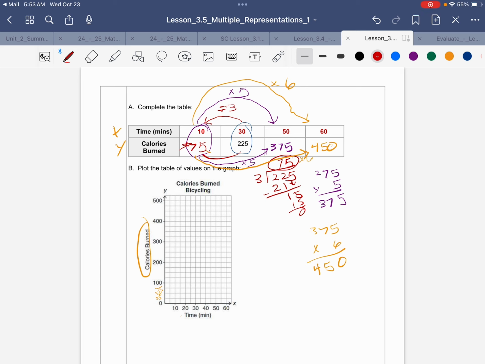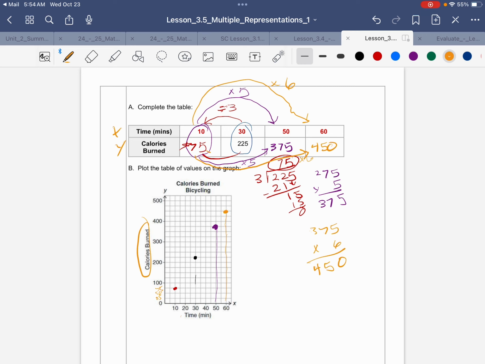30 and 225. So my 30 goes up to this. Here's my 225. 50 and 375. So sometimes you have to maybe draw a little line up so you don't get lost in these little lines. There's my 375. And my 60. I'm going to draw a little line up because we're trying to go all the way to 450. There you go, 450. Here we go. And there's our line. So we set up our table. Good to go.